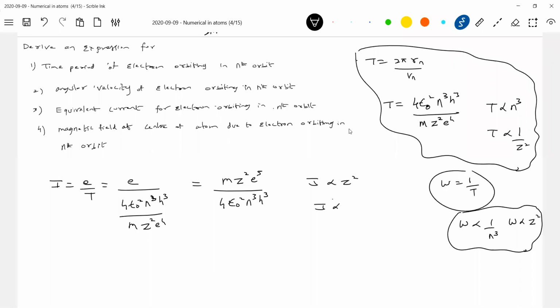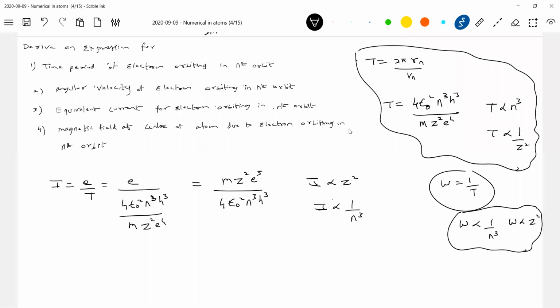Current is proportional to z square and inversely proportional to n cube. You may end up with this in matchings. In matchings, they may ask you like this. They'll give speed, radius, time period, current, frequency, and ask how they relate in proportionality. It can be asked in Advanced, in matching. You have to be careful.